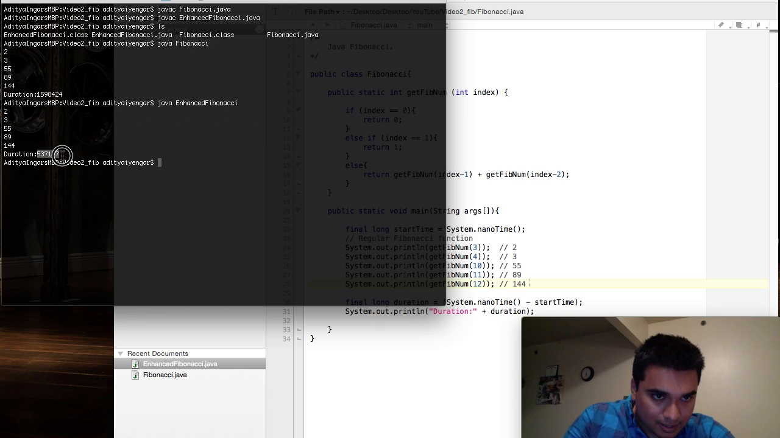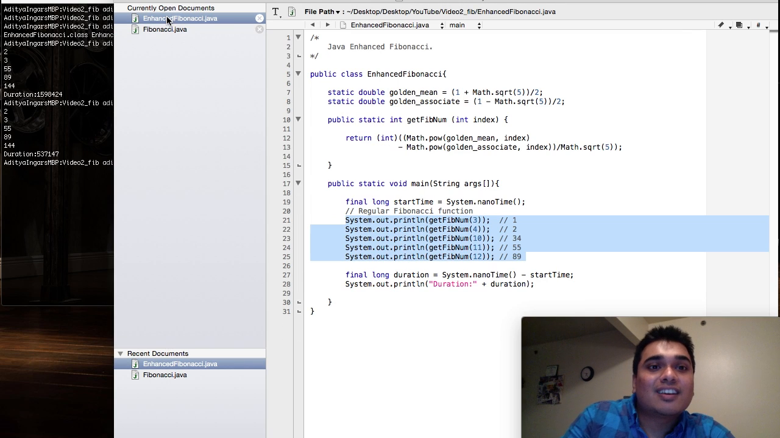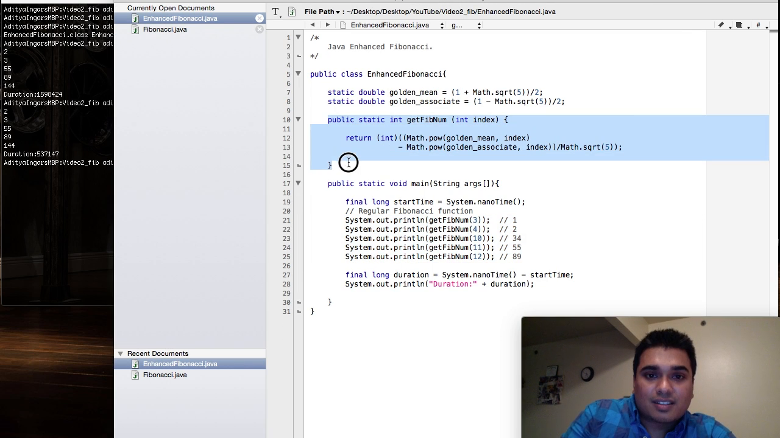Wow, there's a huge difference. This is just 537,000. So it is 3 times as fast as the regular Fibonacci. So it is indeed enhanced Fibonacci. And let's see the reason why.